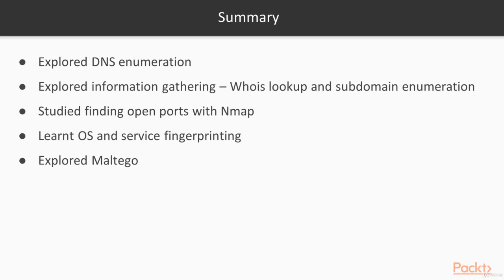All right, so after gathering subdomains and our whois information, we then moved on to finding open ports with Nmap. So we scanned our target, which was Metasploitable 2, to find what open ports we were able to get. We then moved on to using Nmap with Metasploitable 2 to perform our OS and service fingerprinting, where we learned what operating system Metasploitable 2 was running on and what services were running on the ports on Metasploitable 2. All right, we then finally finished off with exploring Maltego, which was a fantastic information gathering tool that allows us to perform information gathering on a graphical user interface.